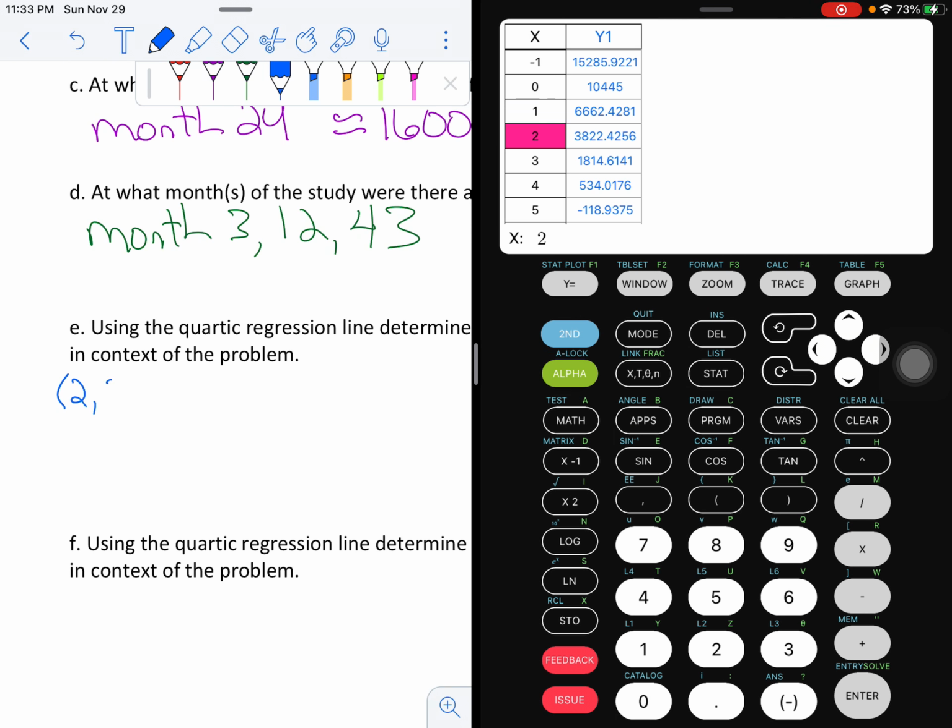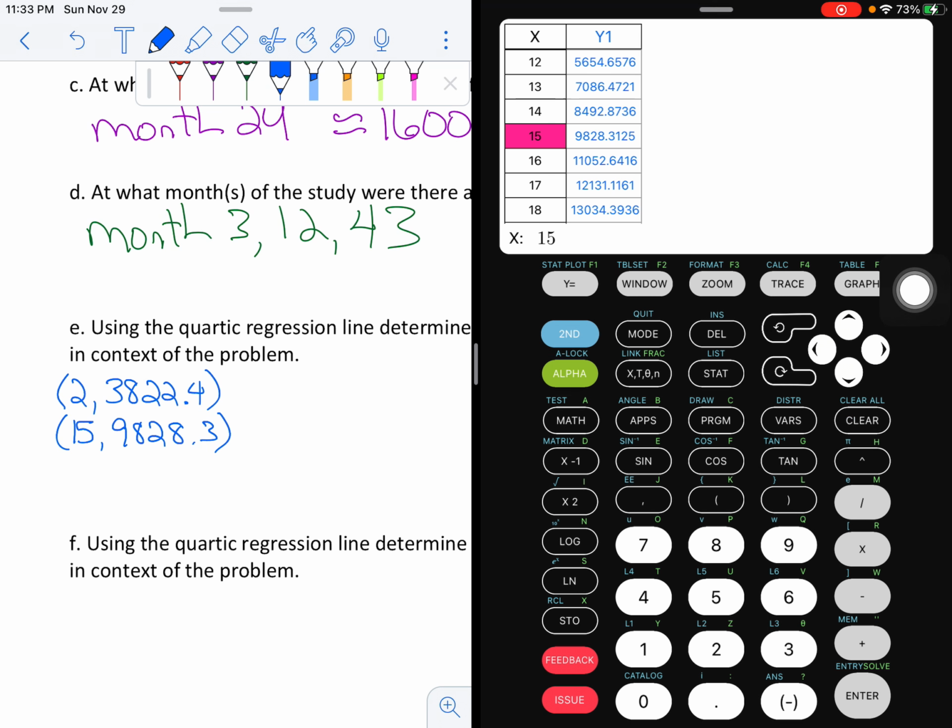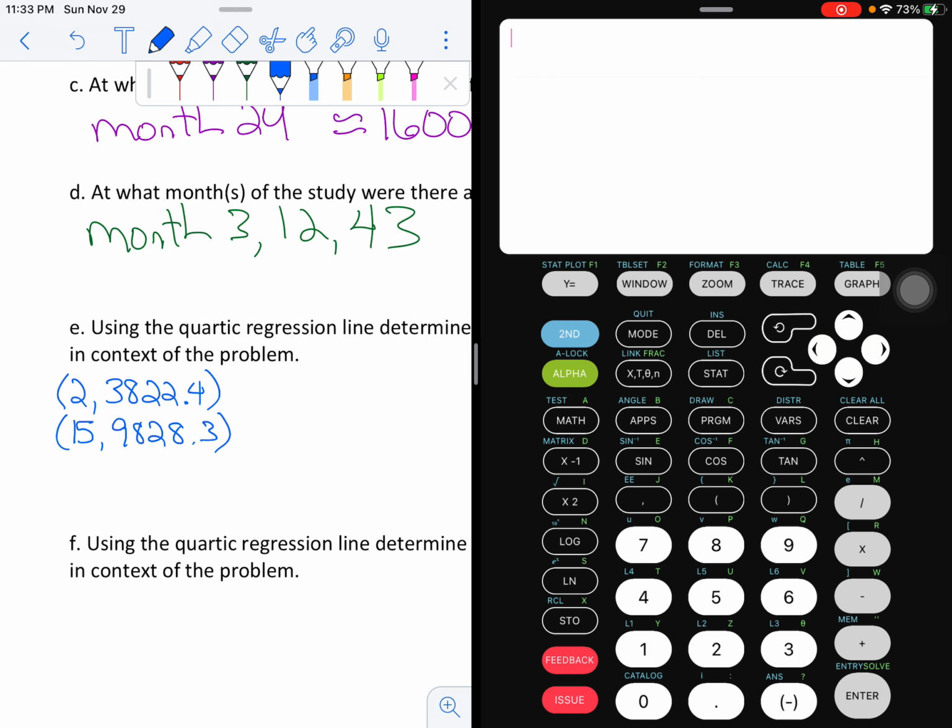So it's 2, 3822 point. I'm just going to call it 4 and call it good enough. And then I'm going to slide on down until I can get to 15, which takes a little bit of time, but not too bad on this part. All right. And then we have 15 and then 9,828.3. Okay. I'm going to clear out the graph. Maybe. All right, I'll quit out the graph. Clear it there.